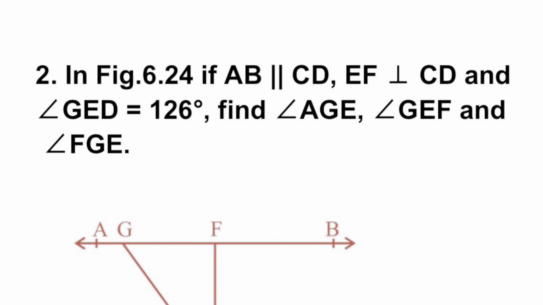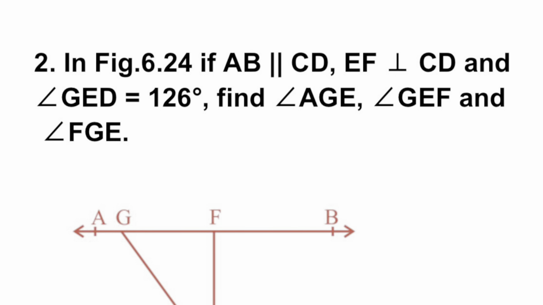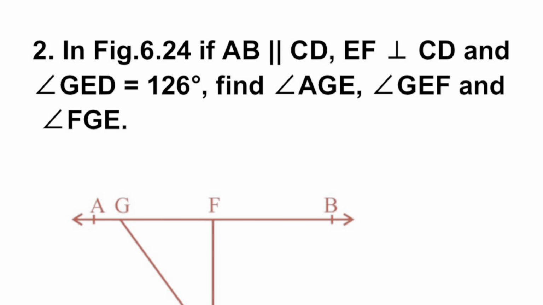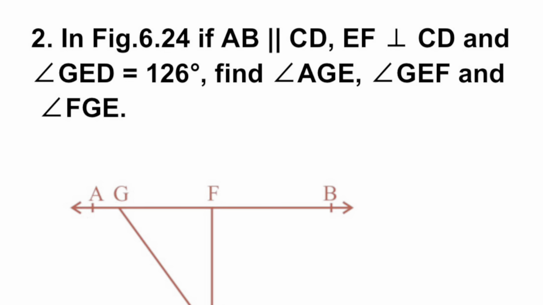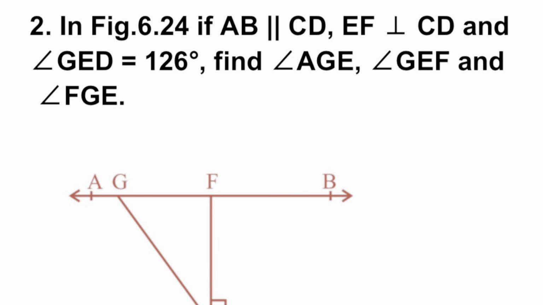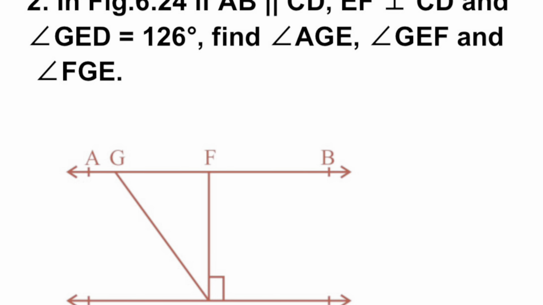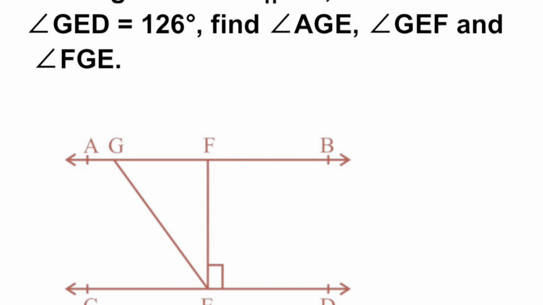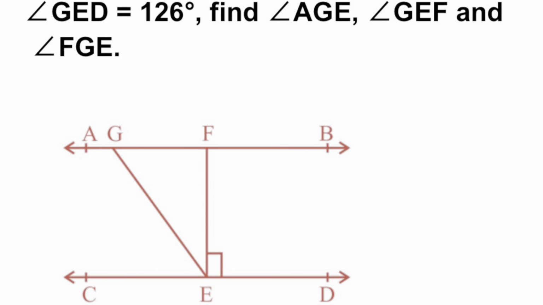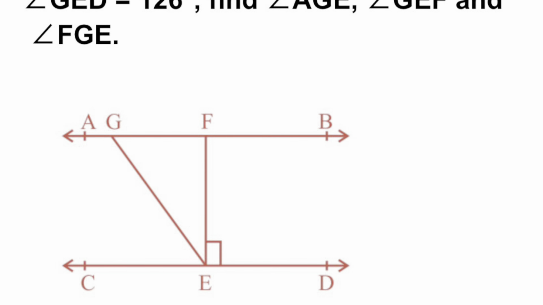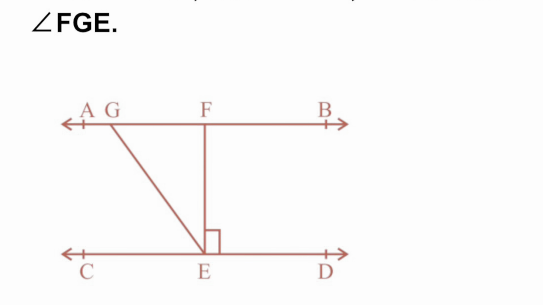Let's solve the second question now. Let's read the question first. In figure 6.24, if AB is parallel to CD, EF is perpendicular to CD and angle GED equals 126 degrees, find angle AGE, angle GEF and angle FGE.